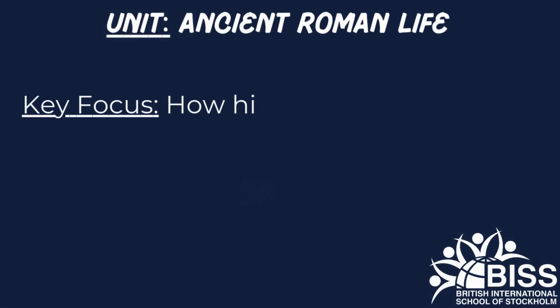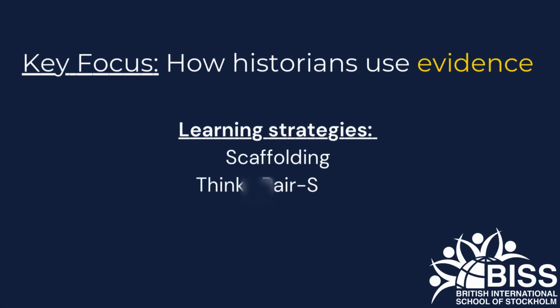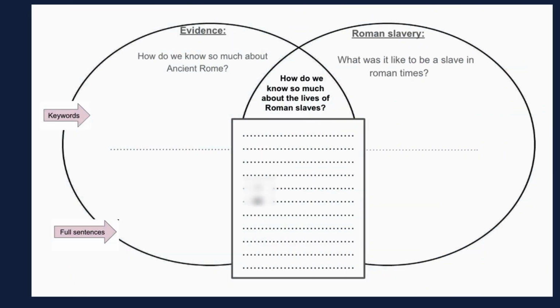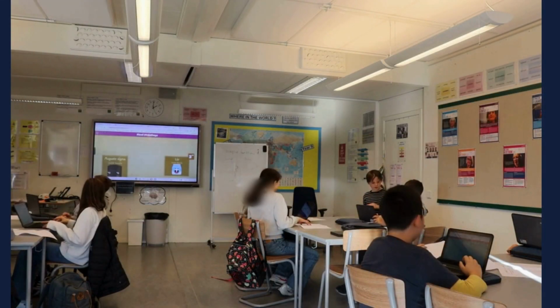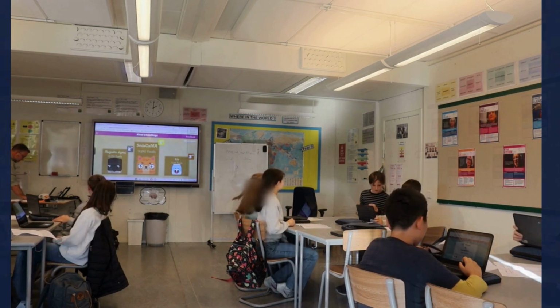An example here of a lesson we've recently covered with Year 8, looking at how historians use evidence. Some of the learning strategies include scaffolding, think, pair, share, and using this graphic organizer. We started the lesson by using a Blooket as a quick engagement strategy, to remind students of the vocabulary.